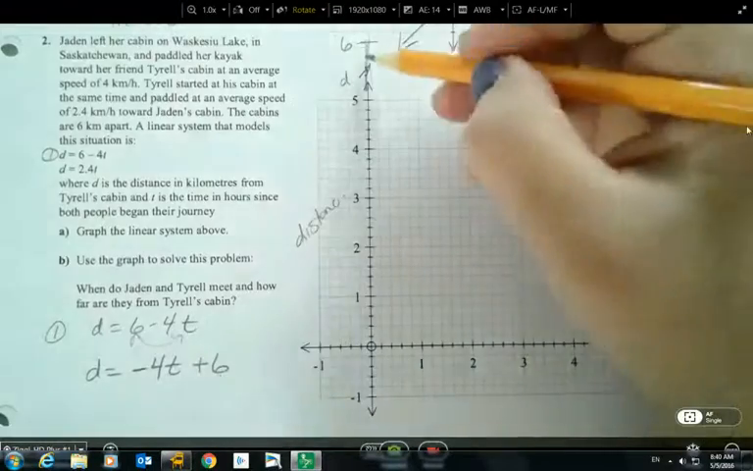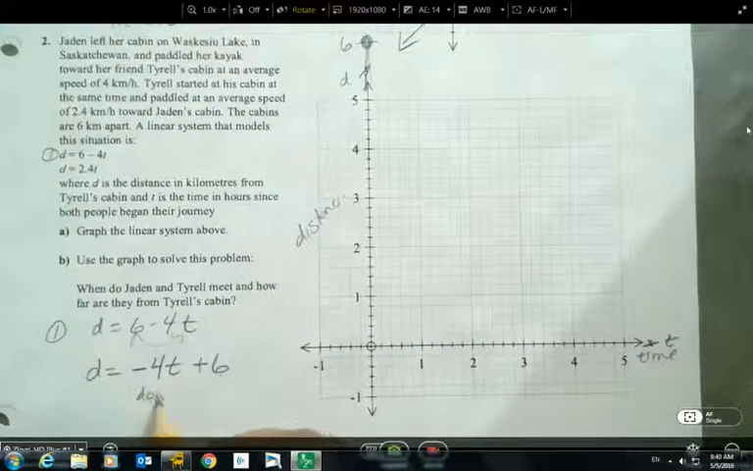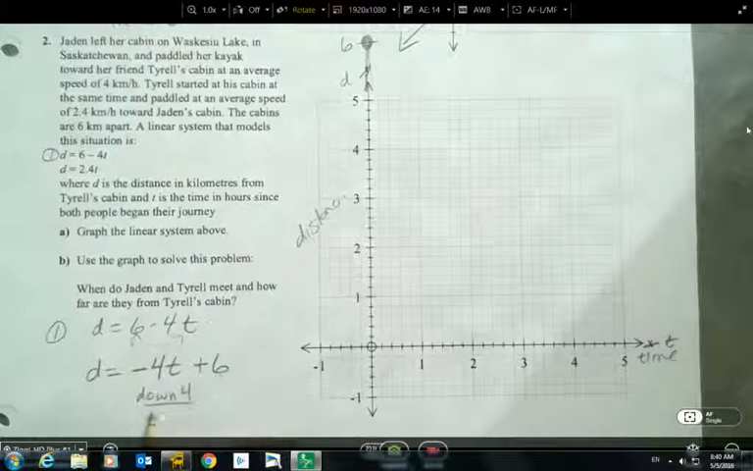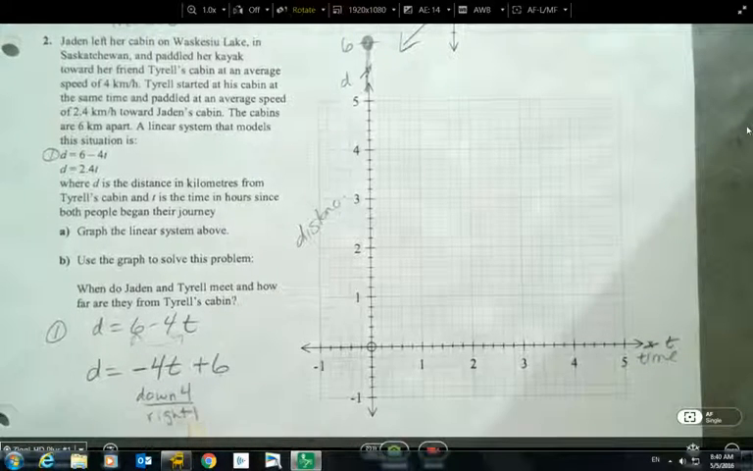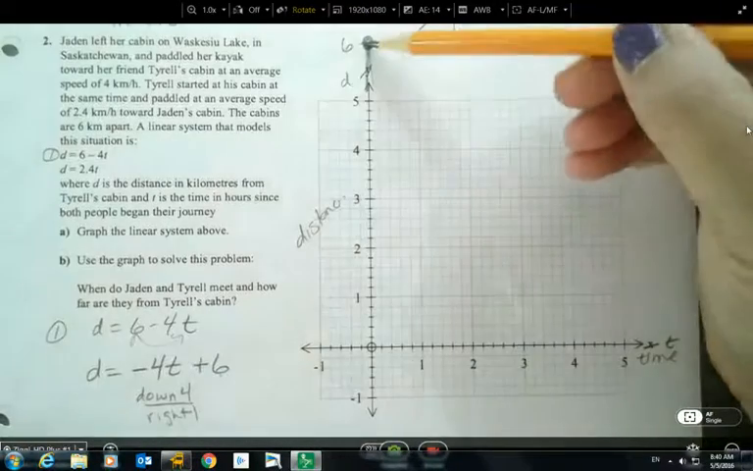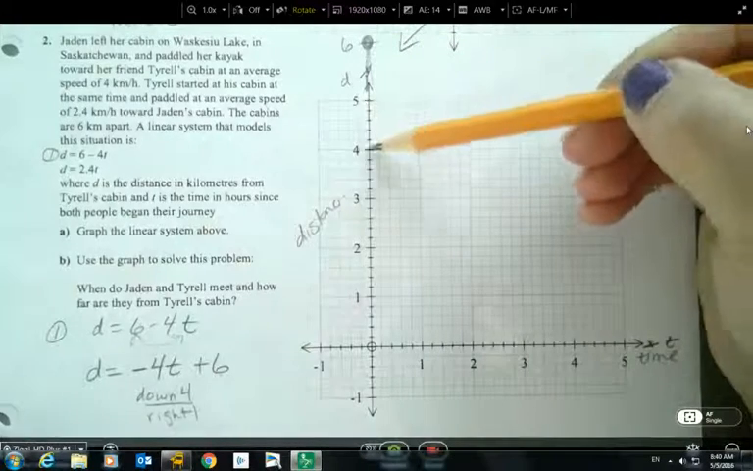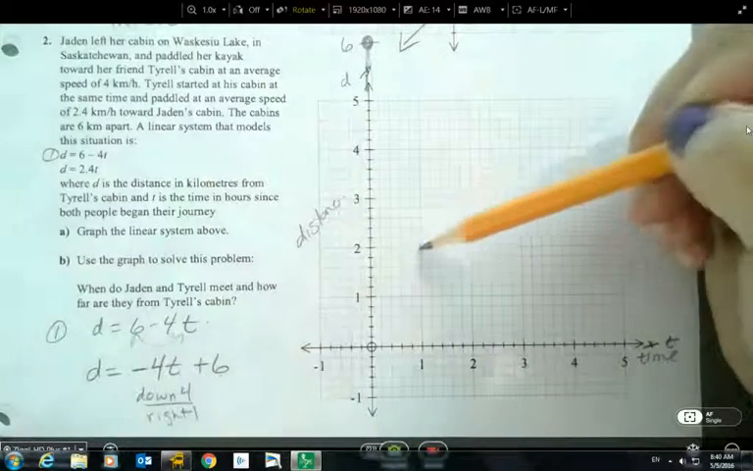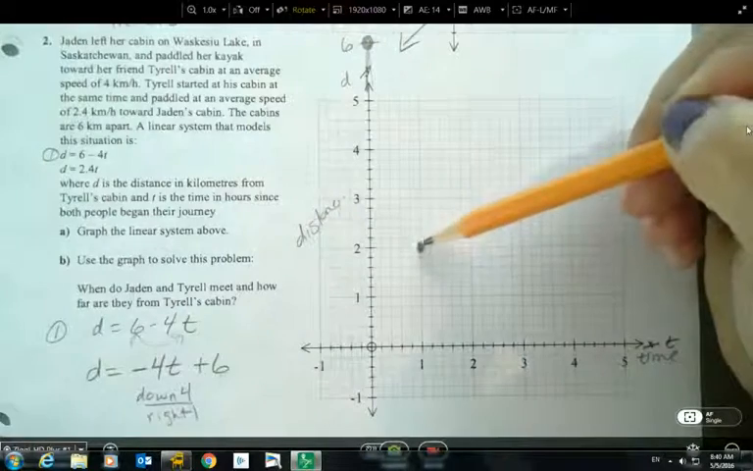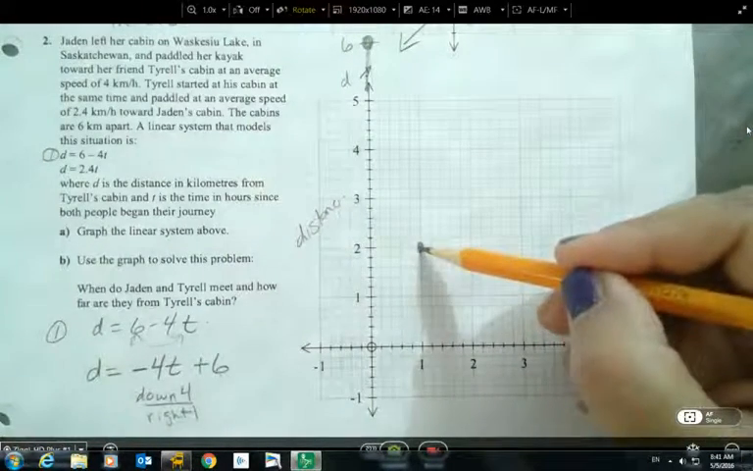And what's my rate of change? So down 4 and right 1. Okay? So if I am starting at 6, and I go down 4, 2, 3, 4, and then over 1. Now again, let's watch our scale, right? Thanks for reminding me on that first question.